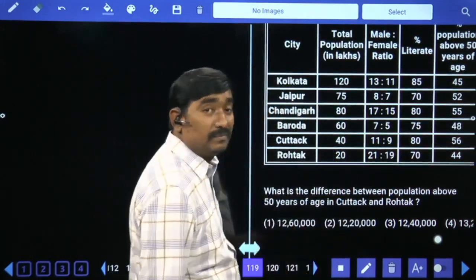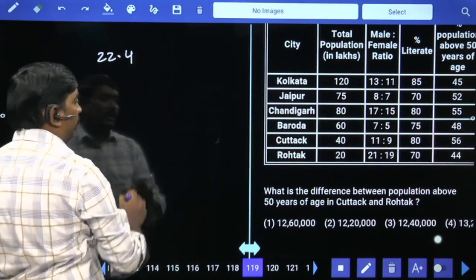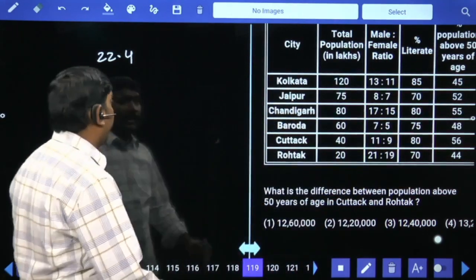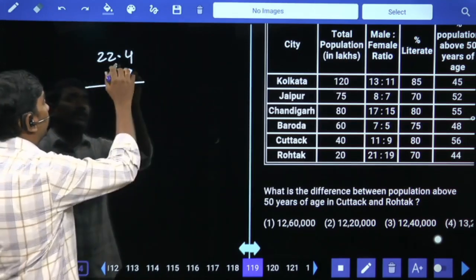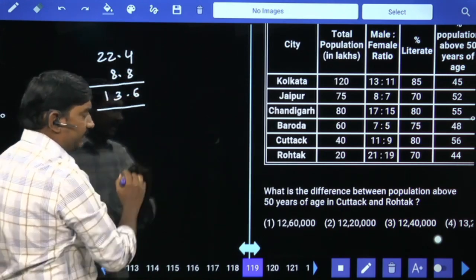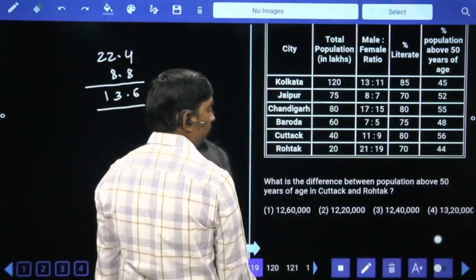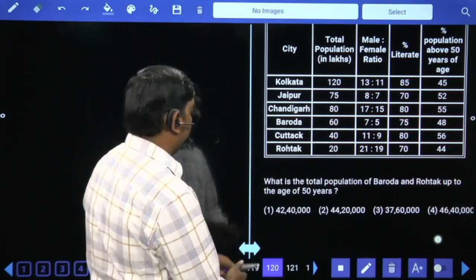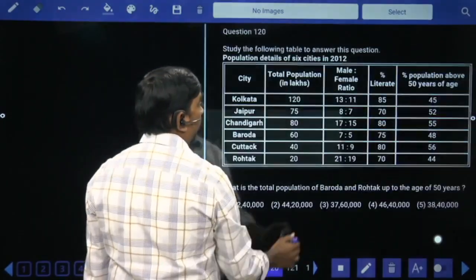56% of 40 means 22.4. 44% of 20 is 8.8. So difference is how much? 22.4 minus 8.8 is 13.6. Next.